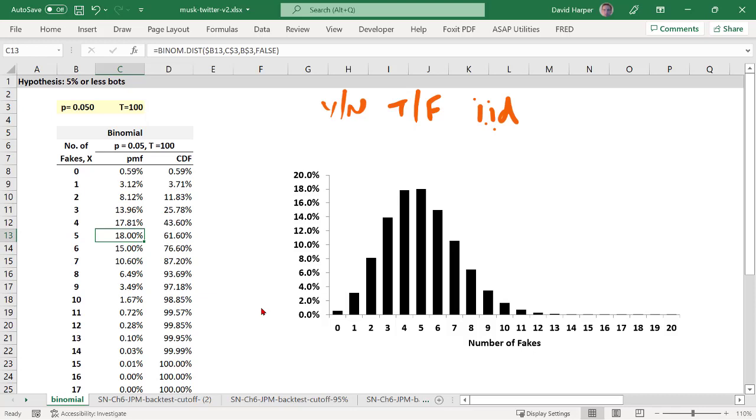The probability of observing exactly 5 fakes out of 100 is the mean of the distribution, but it's only 18%. It's this bar here. It's a little bit higher than the 4 you can see. So sampling variation is very important, especially when the sample is small relative to the population, as this is the case. That means that we could have a good sample or a bad sample. Samples will vary.